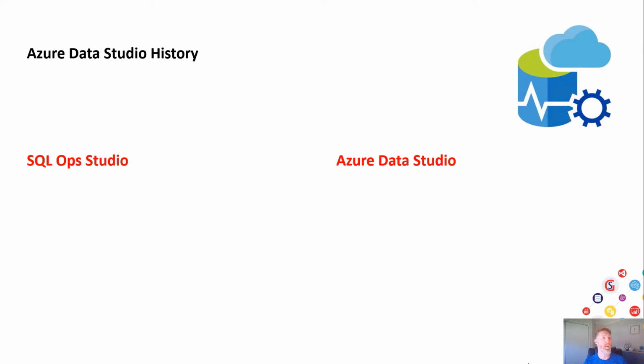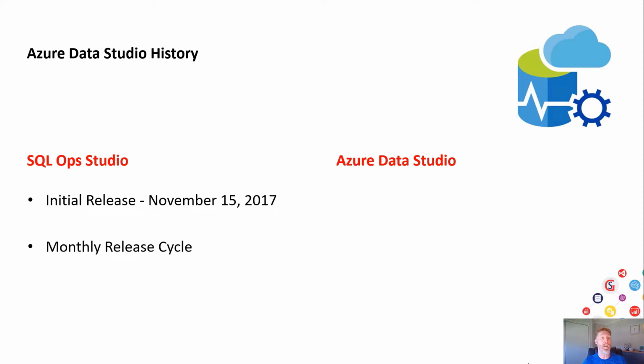So let's start with the history of Azure Data Studio. When I first started using it, it was actually known as SQL Ops Studio, and it was initially released on November 15, 2017. And just like Management Studio, Azure Data Studio comes with a monthly release cycle. After nearly 12 months, we got a GA release of the product, and we had a name change. And so we went from SQL Ops Studio to Azure Data Studio.